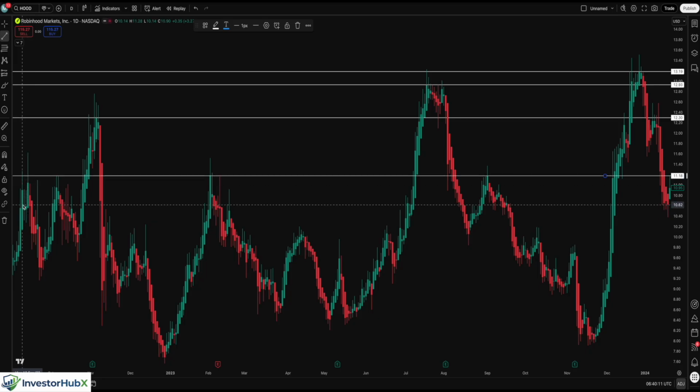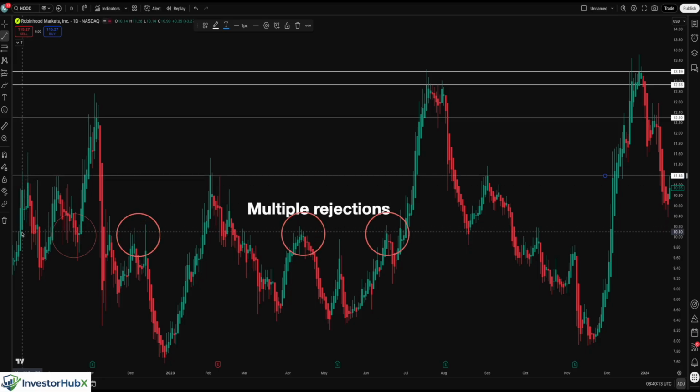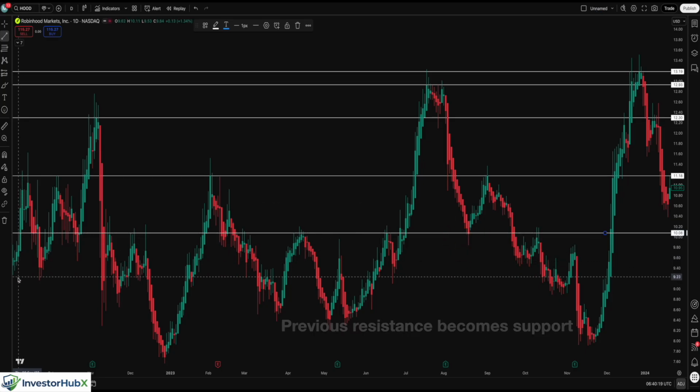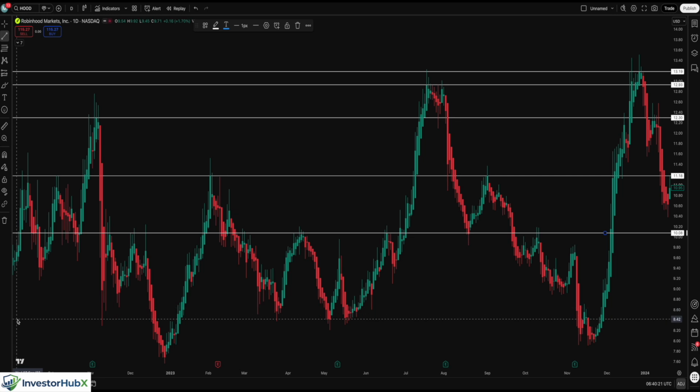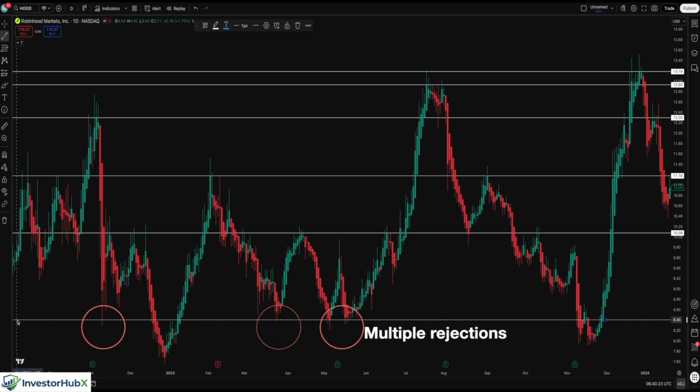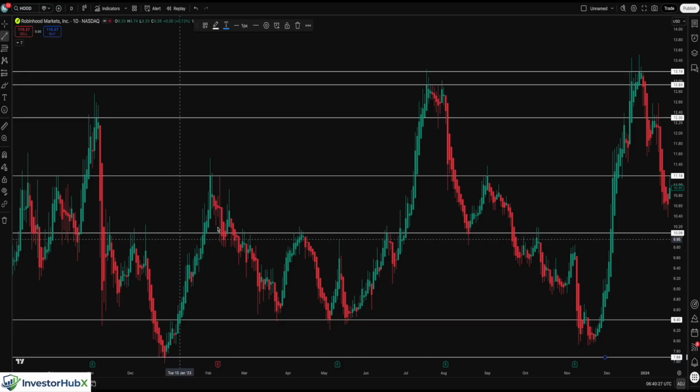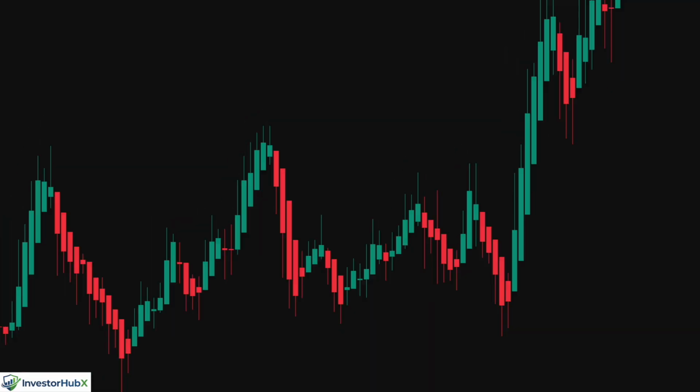Now let's go to the next area. Here, there are multiple rejections, and we can see that previous resistance becomes support. At the next level, there are again multiple rejections, confirming the importance of the level. Finally, at this last level, we have a clear swing low, and once again, the level is obvious.